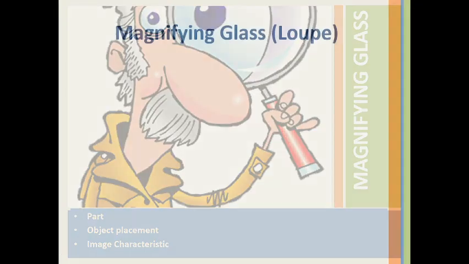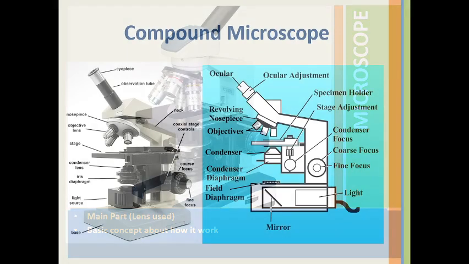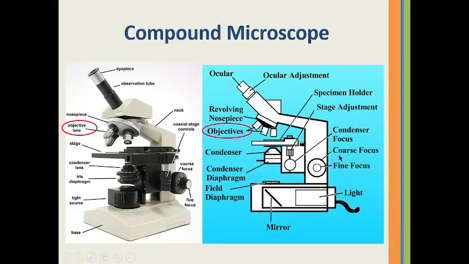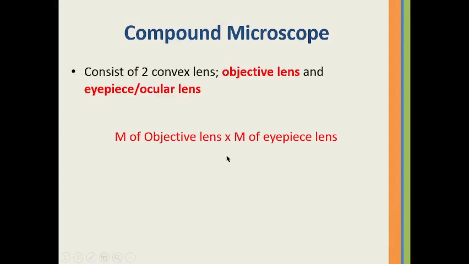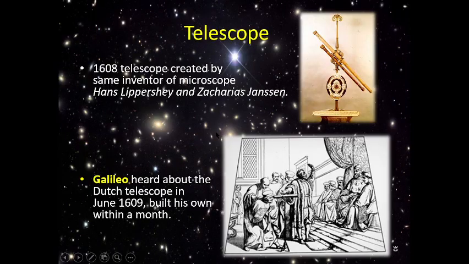And then there is also a magnifying glass or loupe. It uses a convex lens because, well, a concave lens cannot produce a bigger image. The same thing goes for other optical instruments like the microscope. Well, you don't have to memorize all of this. And binoculars, sniper rifle, telescope, and yeah, all of these optical instruments use a convex lens, not a concave, but convex. Why do they use a convex lens? Because a concave lens can only produce a smaller image.